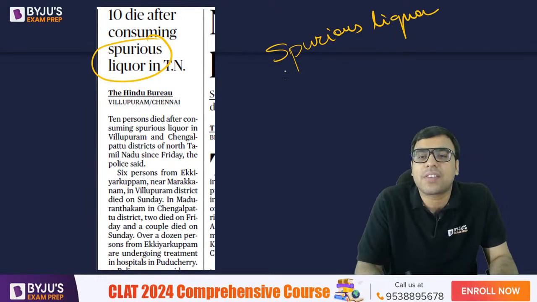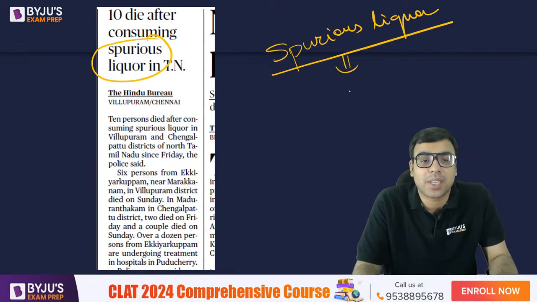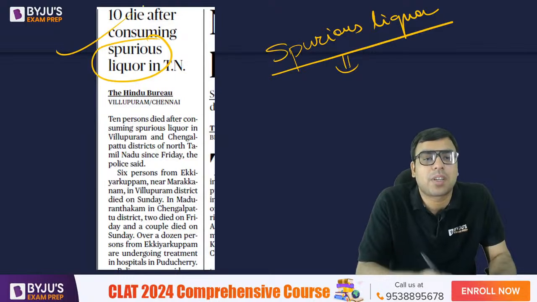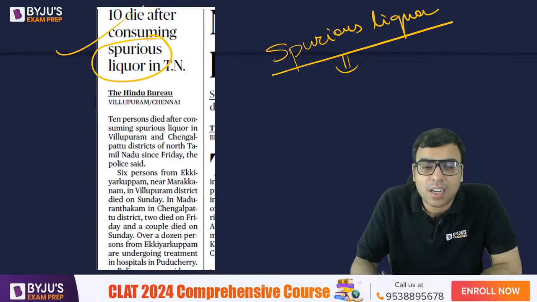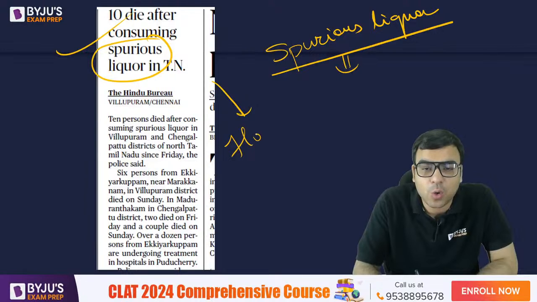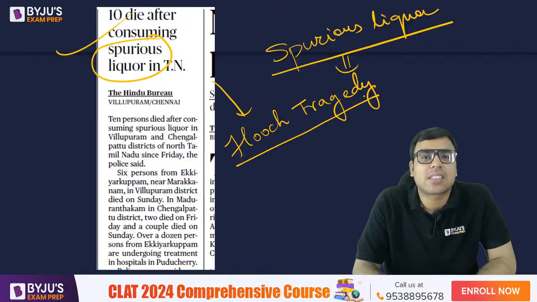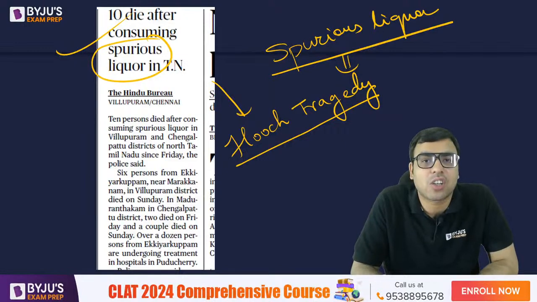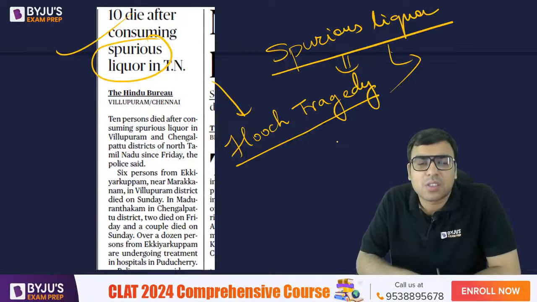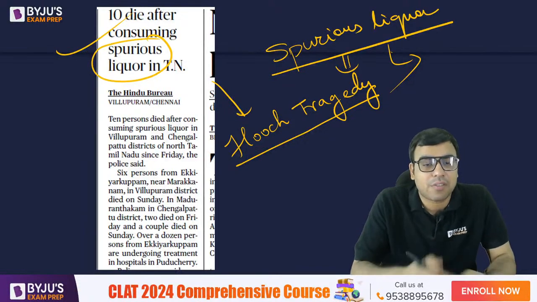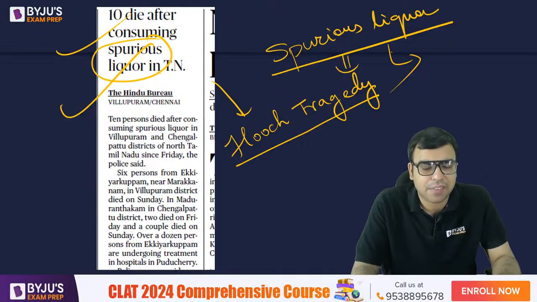So actually it is liquor of substandard quality, or which contained harmful chemicals. 10 people drank it and died. This tragedy is also called a hooch tragedy. ऐसा word लिखा होता है कई बार newspaper में. You must have seen it. Hooch tragedy means the deaths that have happened because of drinking spurious liquor. जहरीली शराब, समझते हो ना हिंदी में, we call it that. So that is an unfortunate incident that happened in Tamil Nadu. So just have an idea about it.